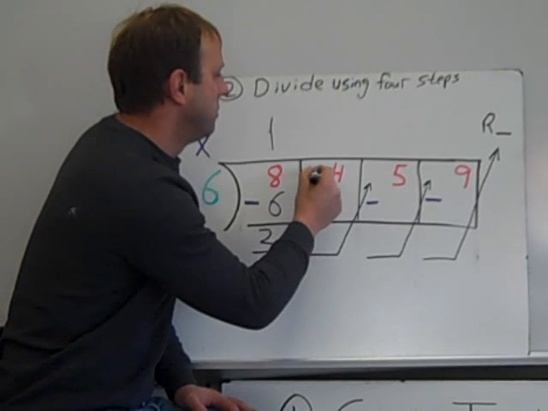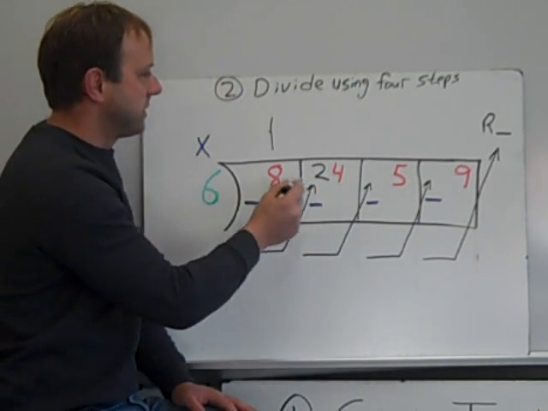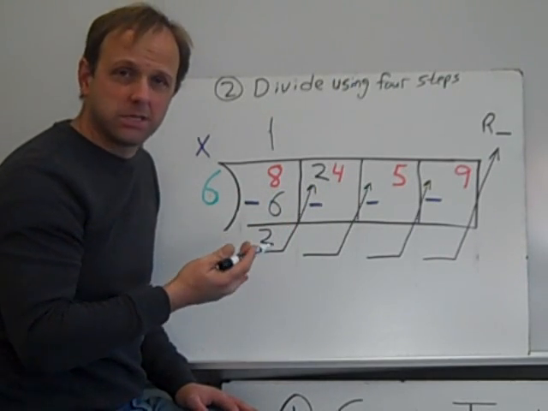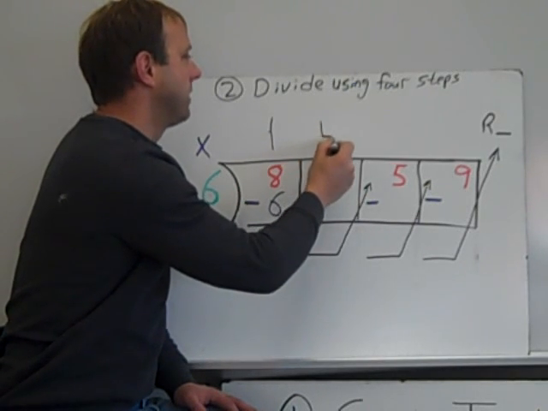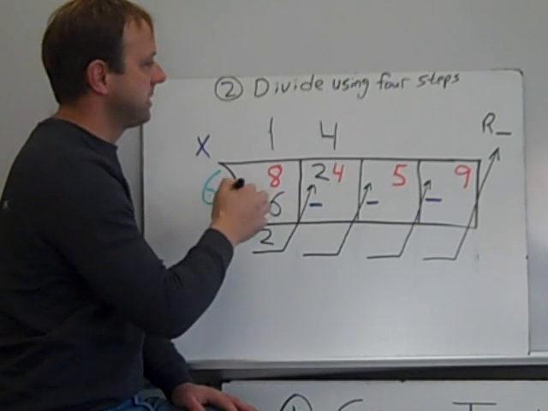So the 2 goes here. Now, how many times does 6 go into 24? Well, that one actually comes out nice and even, doesn't it? We have exactly 4 groups. So I divide it. How many times can 6 go in, or 24 divided by 6?